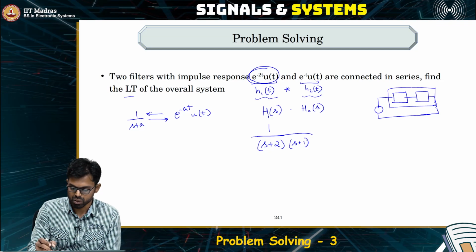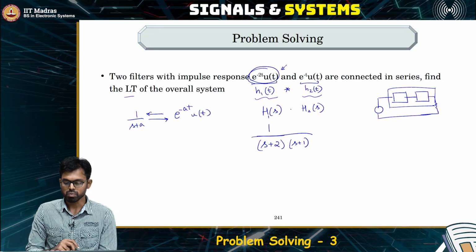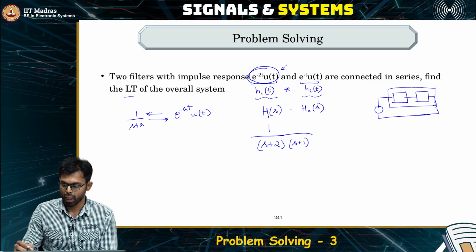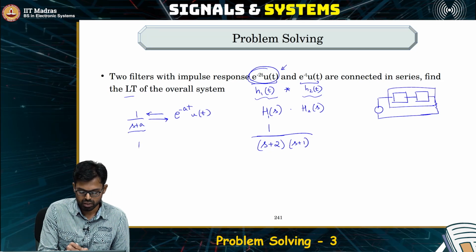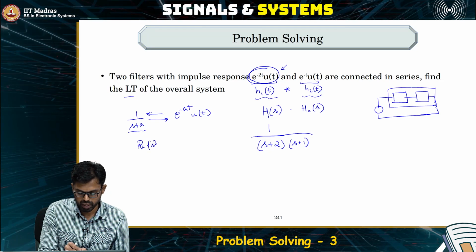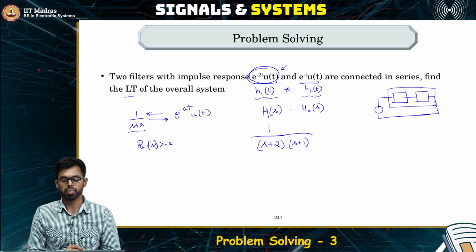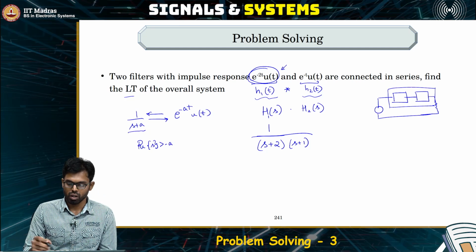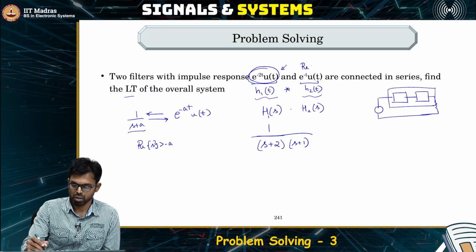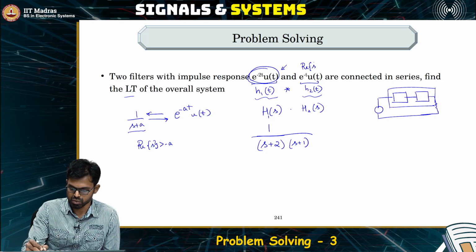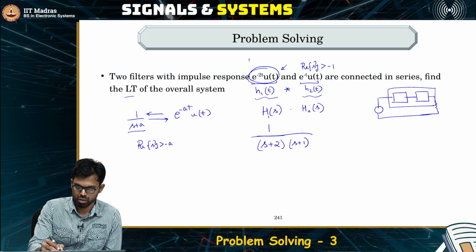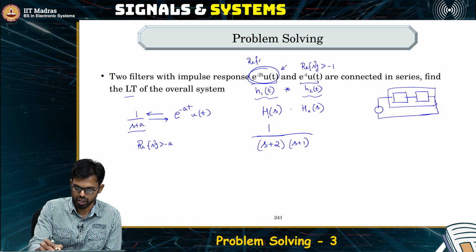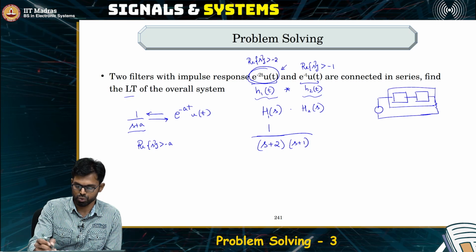Now what is the ROC for this system? Okay, so the ROC for s plus a, remember we said, is that the real part of s should be greater than minus a. So that's what we were talking about. Now this system has an ROC which is the real part of s greater than minus 1, and this is the case where the real part of s is greater than minus 2.